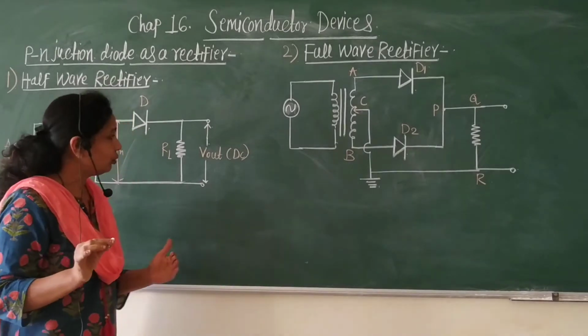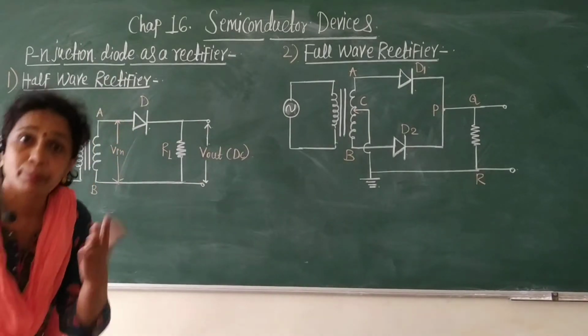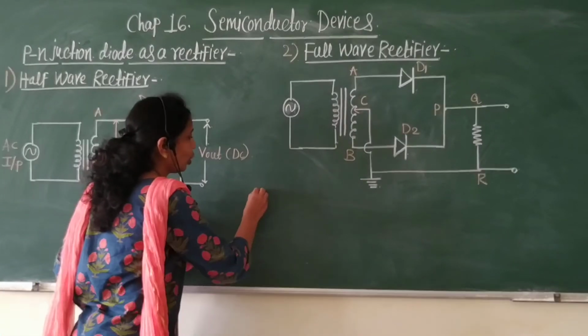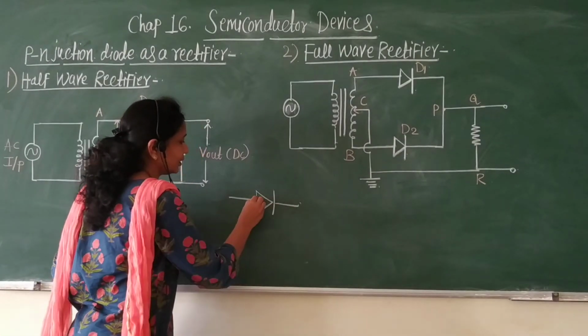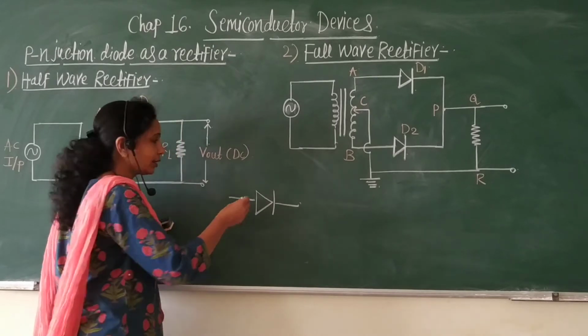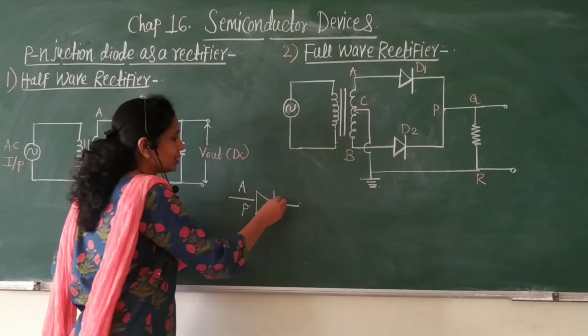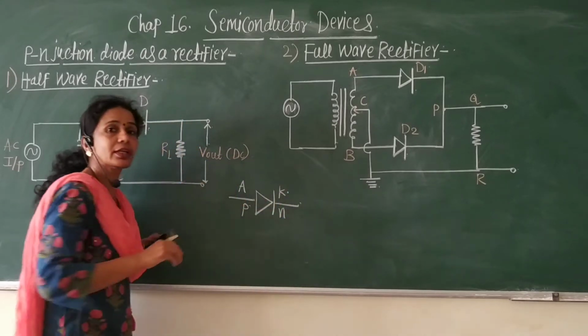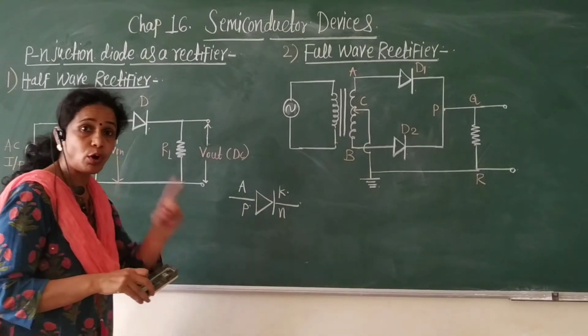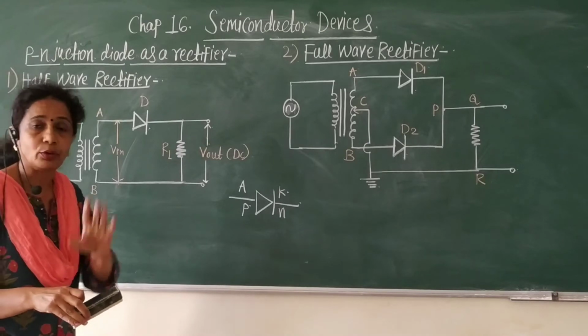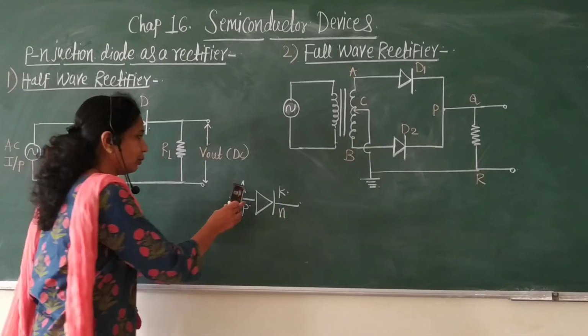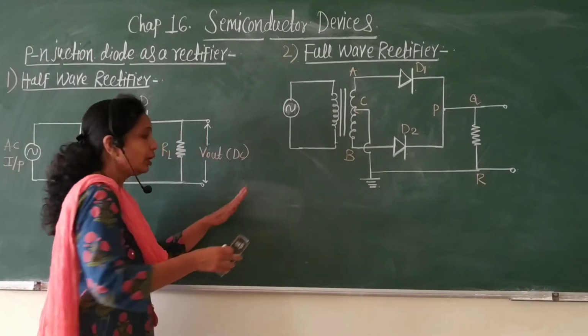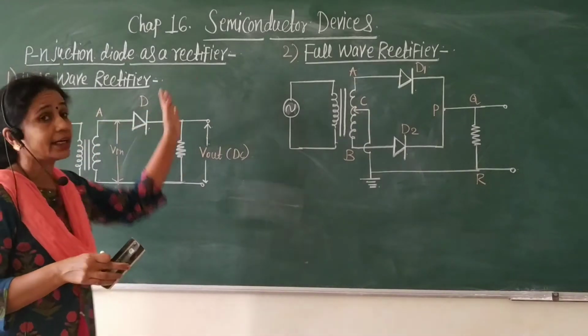Now what is the symbol of PN junction diode? Symbol of PN junction diode is like this. This is the P-type semiconductor, acts as an anode. This is the N-type semiconductor, acts as a cathode. This is the symbol of PN junction diode or semiconductor diode. This PN junction diode can be used as a rectifier.